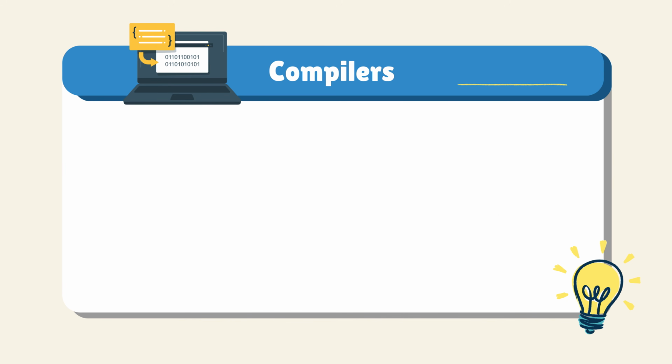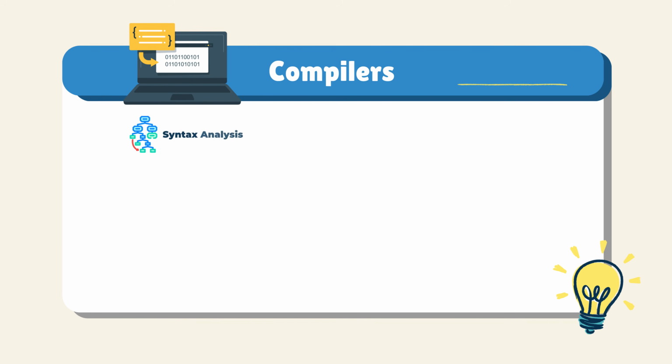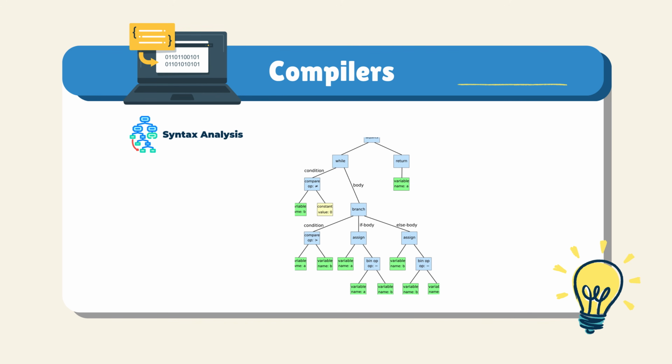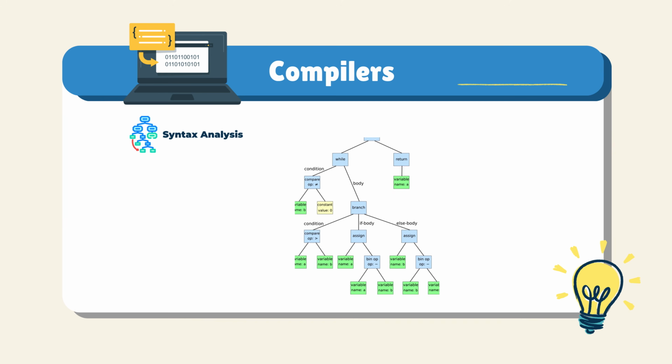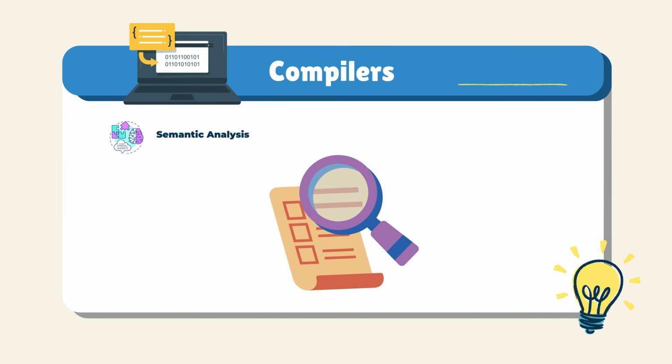The compilation process goes through several structured stages. Lexical analysis breaks your code into basic units called tokens. For example, a = 1 + 2 becomes the tokens a, =, 1, +, 2. Syntax analysis checks the structure of your code, making sure it follows the rules of the language, and builds an abstract syntax tree, AST. Semantic analysis ensures the logic makes sense. For example, it'll flag an error if you try to add a number to a string.